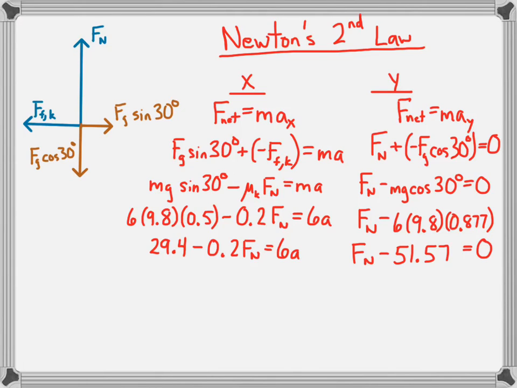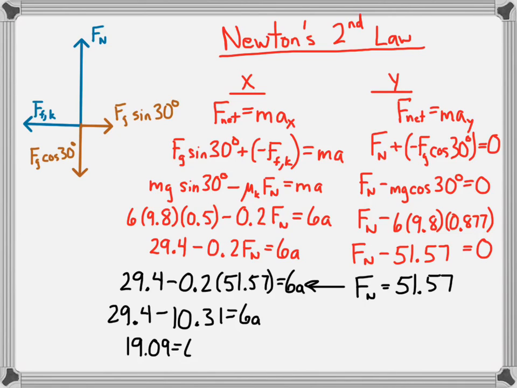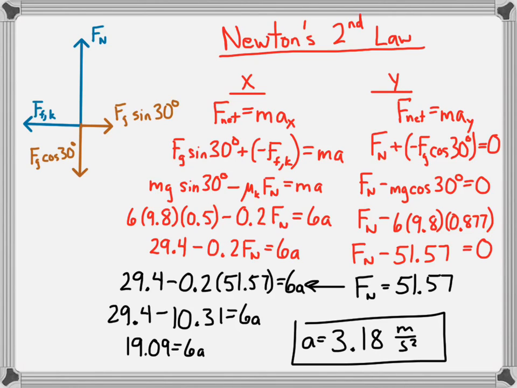So as you can see, we have a system of two equations, 1, 2, and we have two unknowns. This one only has one of the unknowns, so let's go ahead and solve that, which is pretty easy. And then we can plug that into this equation right here. And now we have an equation we can solve for acceleration. And we get an acceleration of 3.18 meters per second squared.